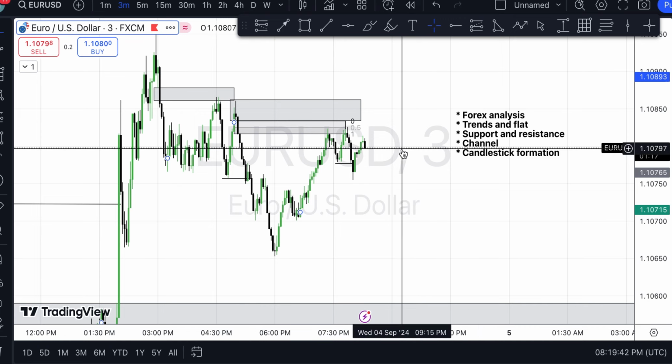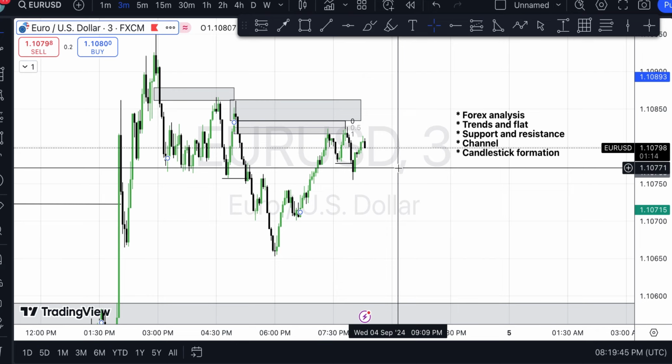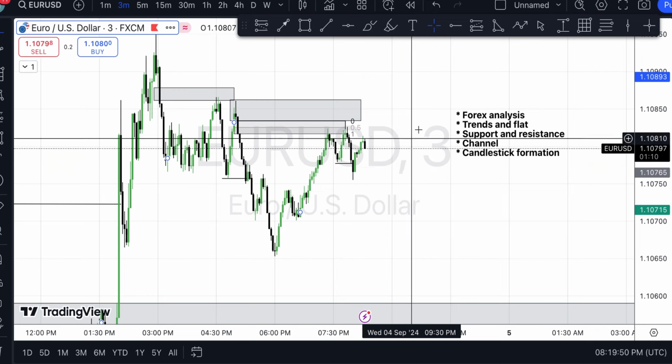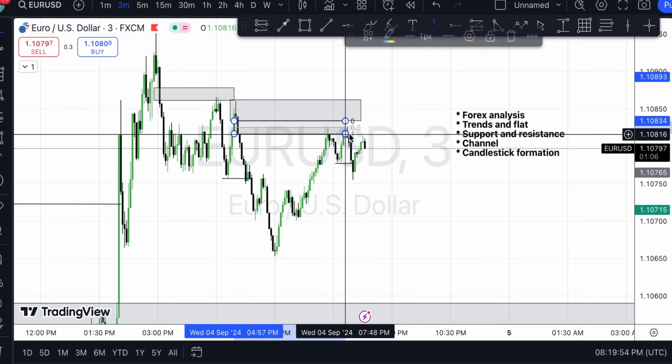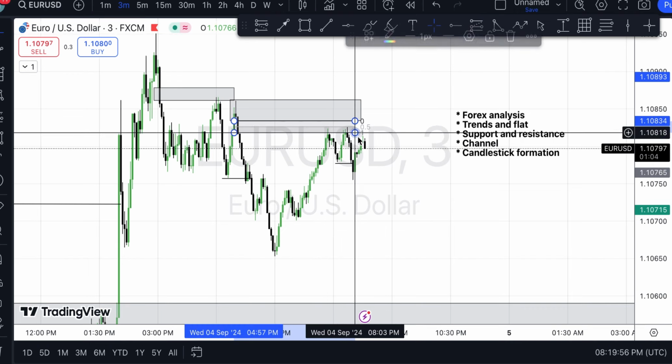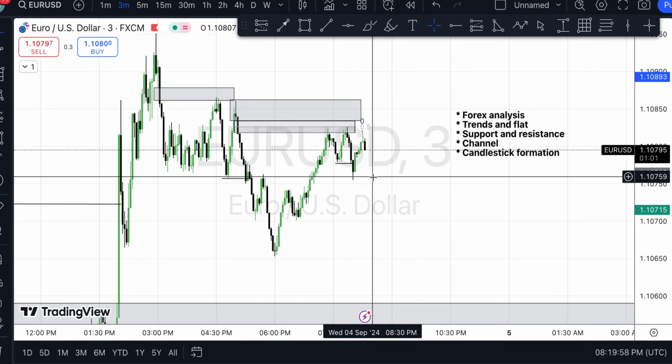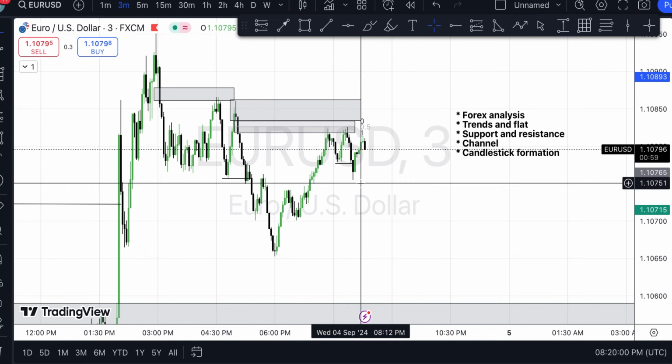So you need both of them to be a professional trader. You don't have to trade only technical. When you are trading technical, you need to consider fundamental analysis, which is very, very important as a professional trader. So now we are done with forex analysis.